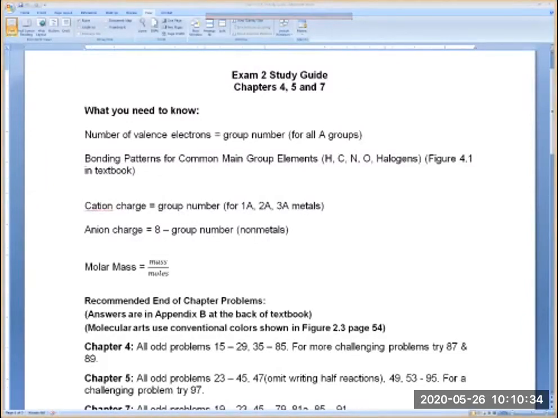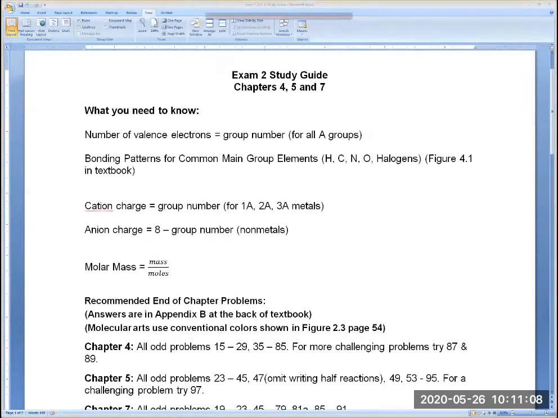There are things reminded here, but that's more for ionic compounds. The cation charge is equal to the group number for group 1A, 2A, and 3A. The anion charge is 8 minus the group number for nonmetals. These are not as needed in this, well, let me think. For chapter 5, it's still good to know how to find the formulas of ions.